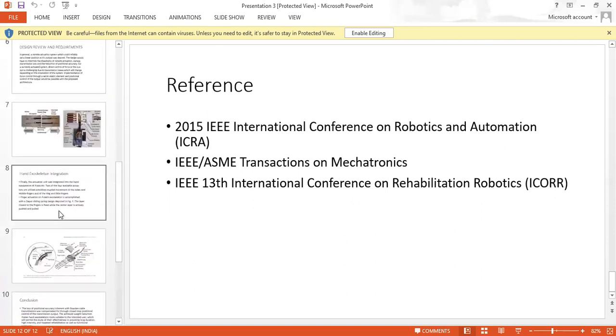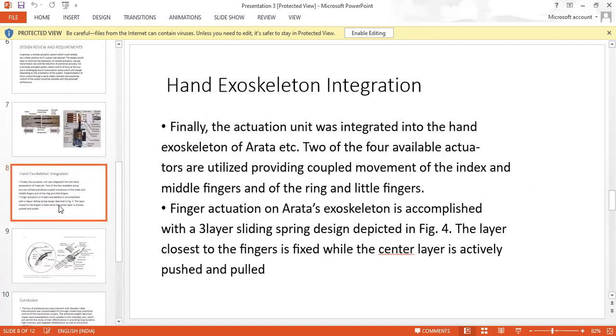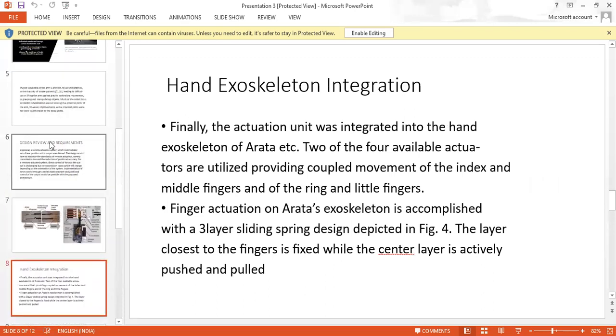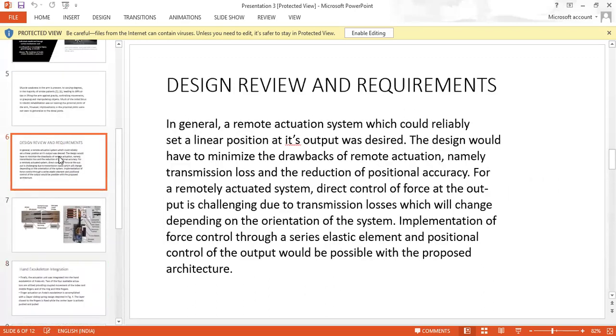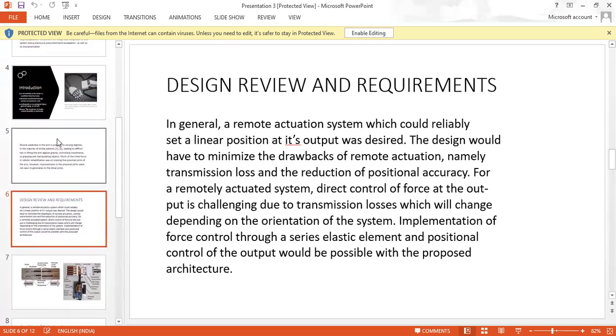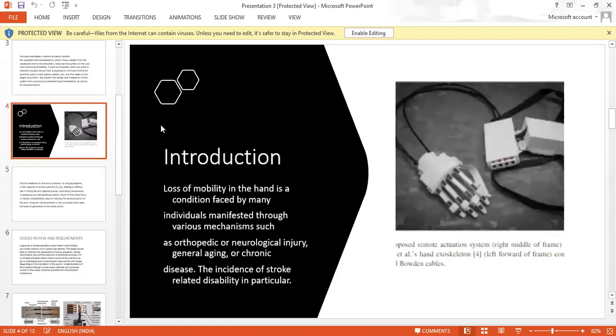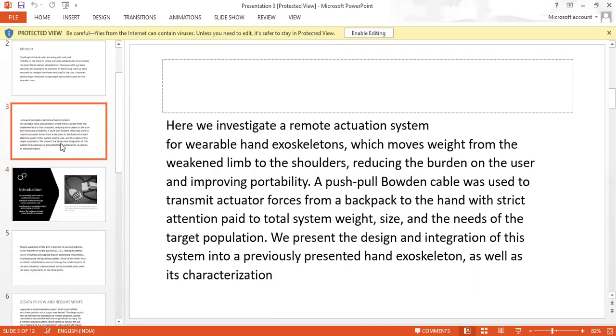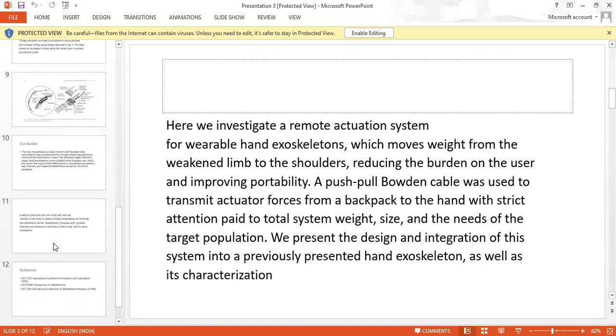That's how the process of manufacturing of the hand exoskeleton integration is done, and the design and review of the requirements of the hand exoskeleton is done. We understand the structure of the hand exoskeleton, used by individuals with mobility loss manifested through various mechanisms, such as orthopedic injury. And that's how the exoskeletons work.